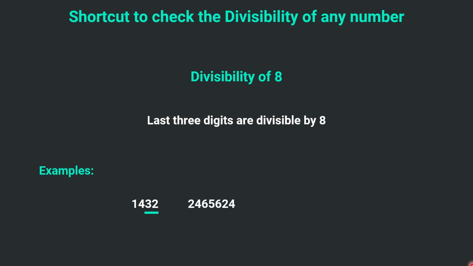For this number, 2,465,624, the last three digits are again divisible by 8. So this complete number is also divisible by 8. Now for this complicated number, the last three digits, which are 376, are also divisible by 8. So this complete number is also divisible by 8.